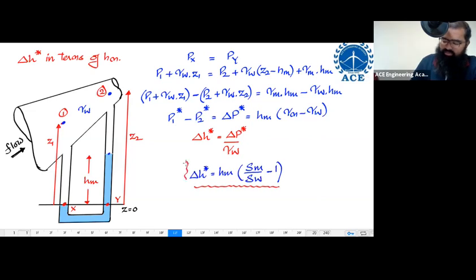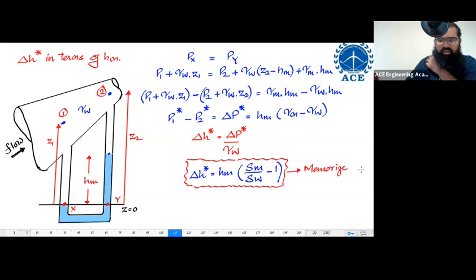This is a formula you're supposed to memorize. Delta H star over here is HM into SM by SW minus 1. Memorize the formula. Okay, so we have got the value of difference in piezometric head in terms of manometric head over here.